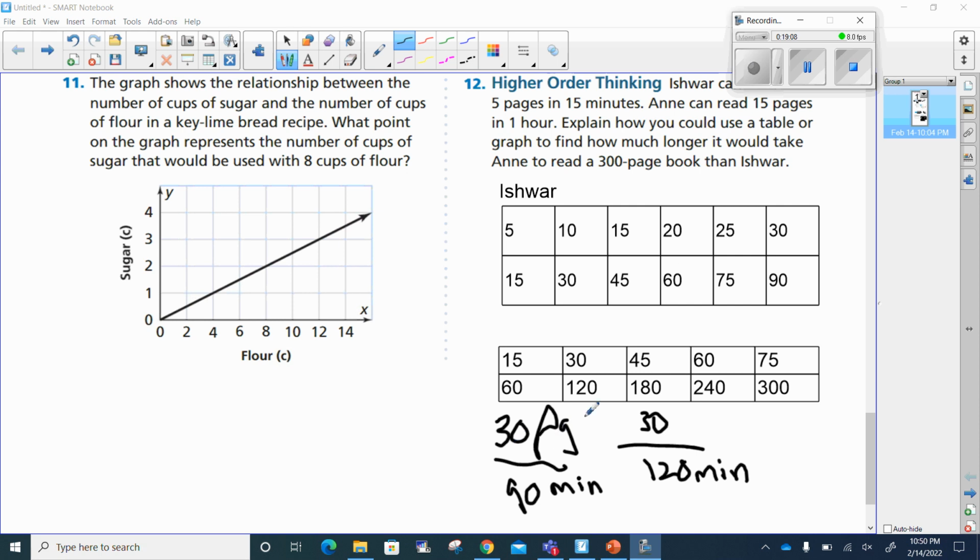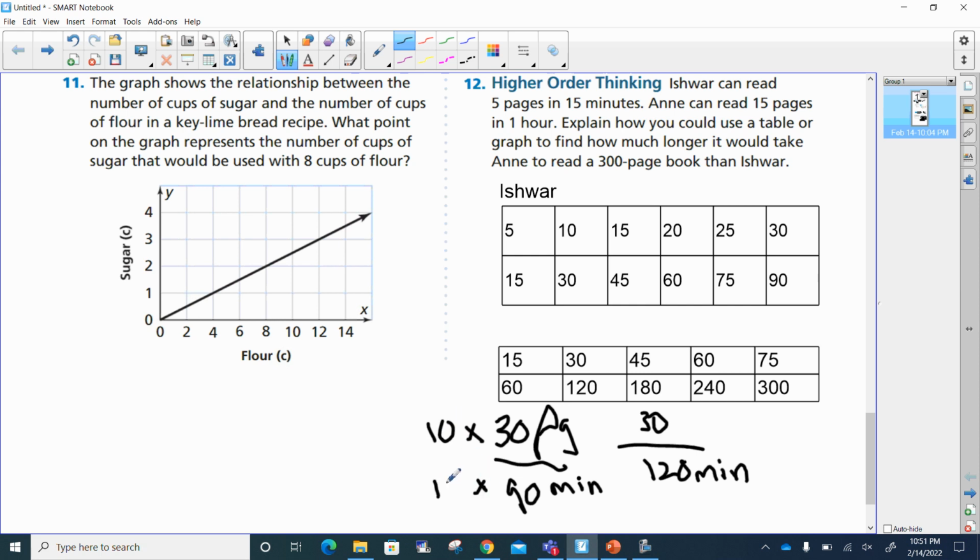We can see this by multiplying these two by 10. Because if we have 30 pages here in 90 minutes, and we have 30 pages here in 120 minutes for Anne, that tells me if I multiply this times 10 to get 300 pages, I'd have to multiply this by 10, which tells me that to read 300 pages, Ishan will take 900 minutes, right?